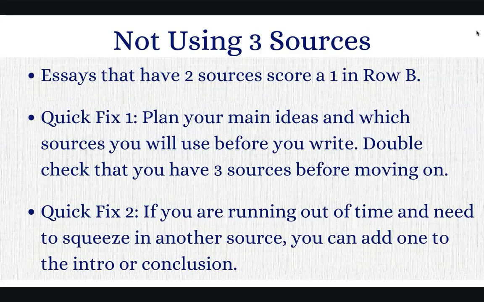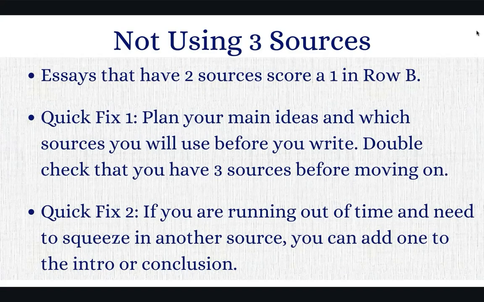This first mistake is arguably the most severe mistake that a student can make on an AP Lang synthesis essay, and that is not using three sources. I've seen it happen where a student wrote a pretty decent essay, but they only had two sources, not three. And because of that, they could only earn a score of a 1 out of 4 in row B.